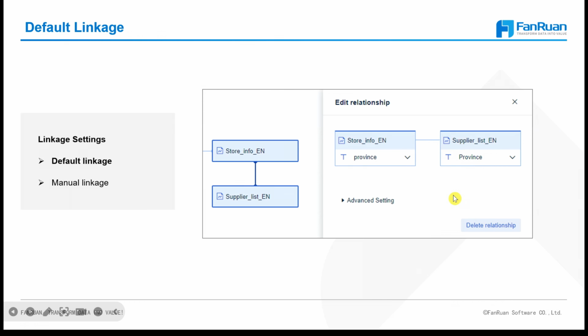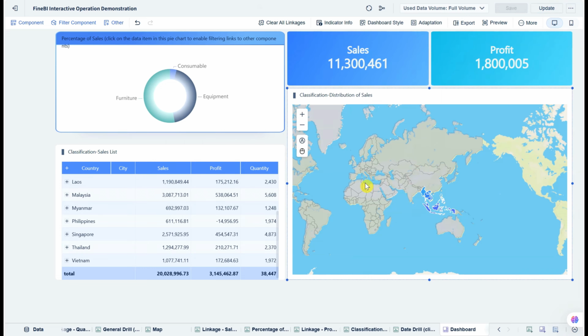With default settings, clicking on one component in the dashboard will cause all other related components to follow the linkage. If you want to modify this default linkage method, we can configure it specifically. Let's open a dashboard to take a look. Here is a dashboard we built before.